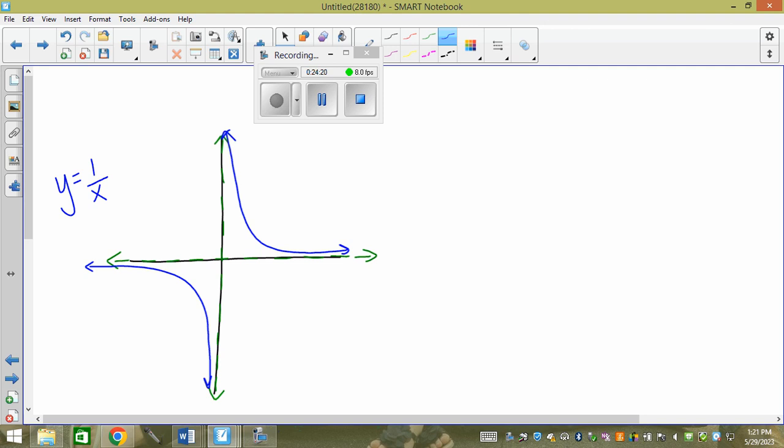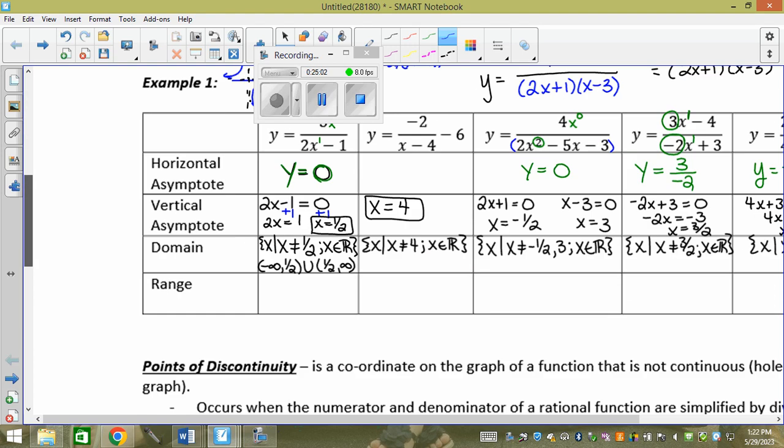Now, that last question was like this. y equals negative 2 over x minus 4, minus 6. My parent function, so my original, is y equals 1 over x. That's transformation notation, guys. You see it? What would move my horizontal asymptote? Just like exponentials, it's a vertical translation. What is my vertical translation on this one? 6 units down.